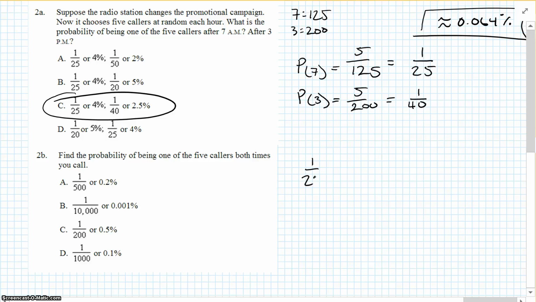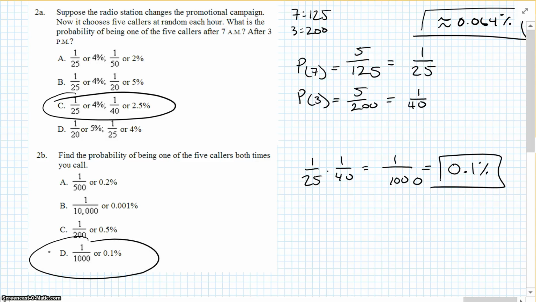What's the probability of being one of the callers both times? Again, just multiply the probabilities. So it'd be 1 over 1,000, which would be 0.1%. Answer is D.